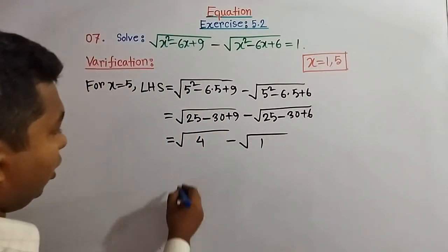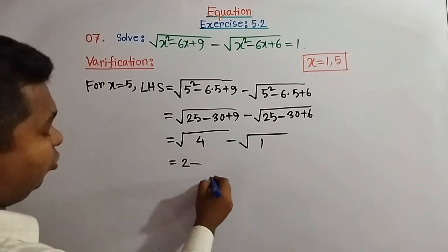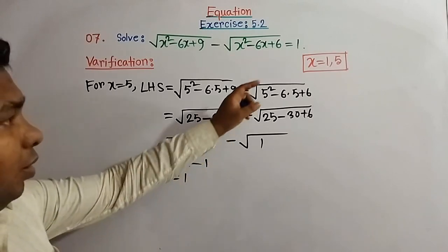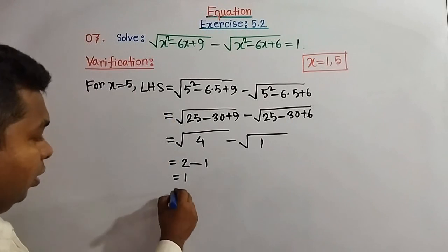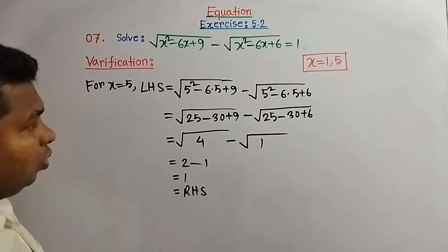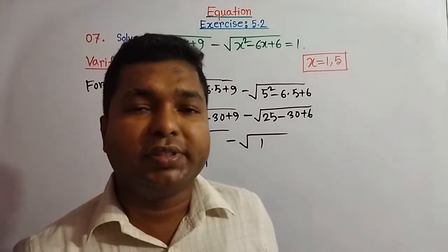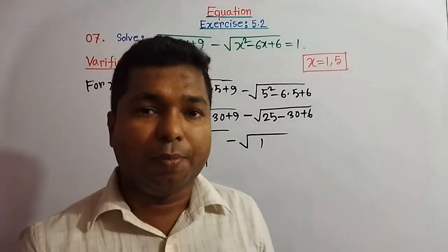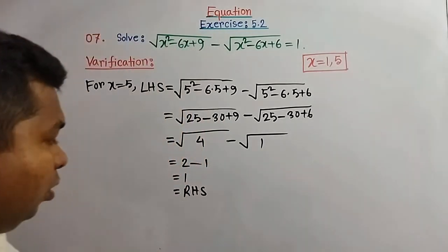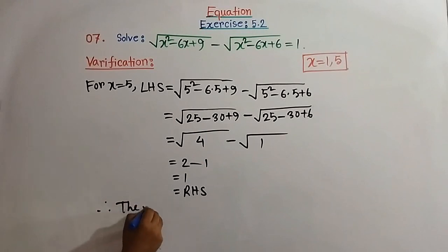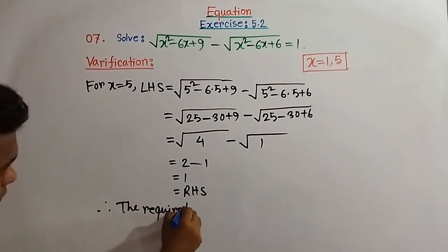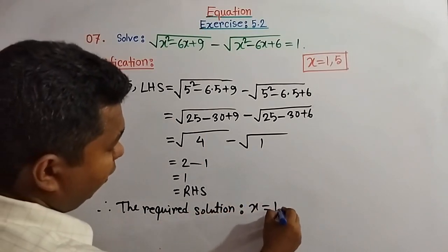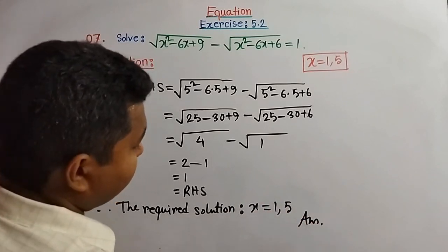Now the square root of 4 equal to 2, minus the square root of 1 equal to 1, so 2 − 1 equal to 1, and that is our right hand side. So it is equal to the right hand side. So the root x equal to 5 also satisfies the given equation. Therefore x equal to 1 and x equal to 5, both roots are the required solution. So the required solution of the given equation is x equal to 1 and 5. So this is our required answer.